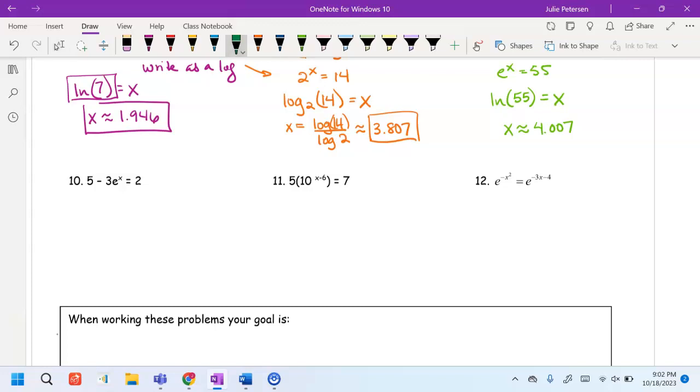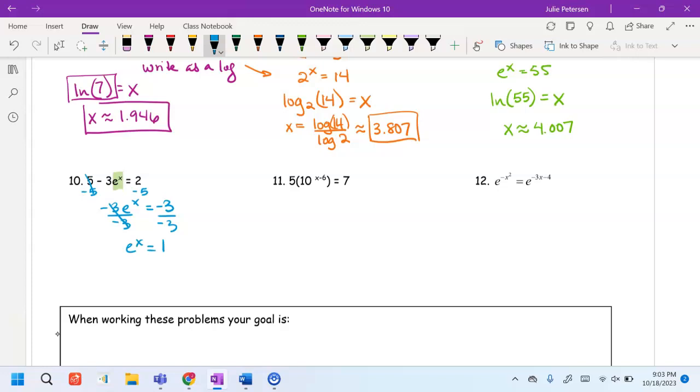Okay, so if we're looking at number 10, again, let's just identify what we're trying to isolate. In this case, it's just e to the x. So we've got several steps that we need to take to make that happen. So I'm going to subtract 5, and then I get negative 3 e to the x equals negative 3. I'm going to divide by negative 3, and then we'll get e to the x equals 1.